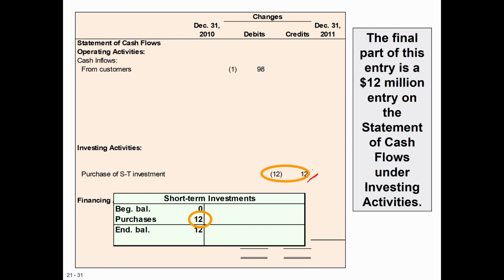So we spend the cash. That's why we credit cash. We have a cash outflow. That credit to cash, $12 million, is for the purchase of short-term investment. So when you purchase short-term investment, what kind of activity is it? It should be investing activities, right? That's why we put it in the investing activity section. So we have a credit 12 to cash. This is the cash flow statement spreadsheet. Okay, so that is the second example.